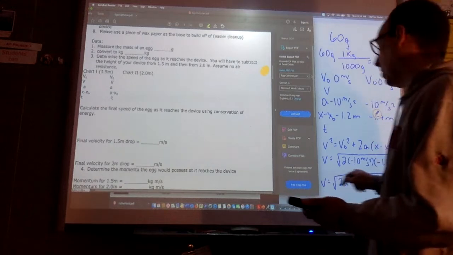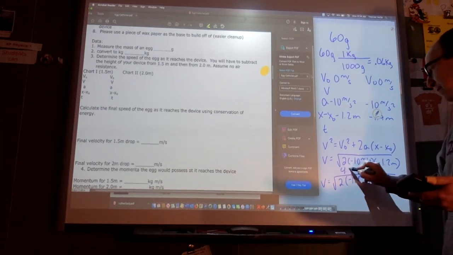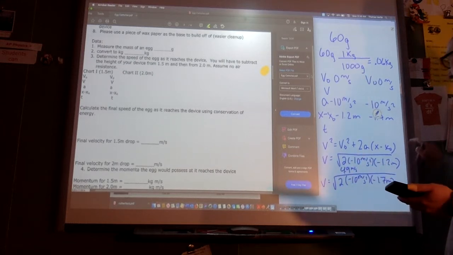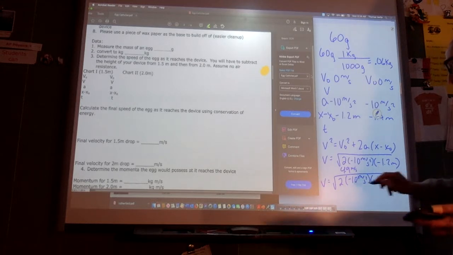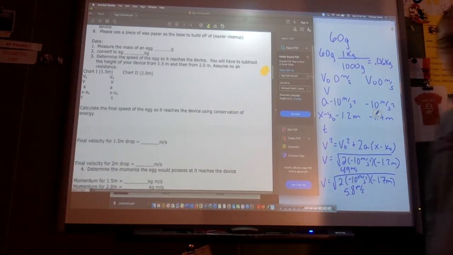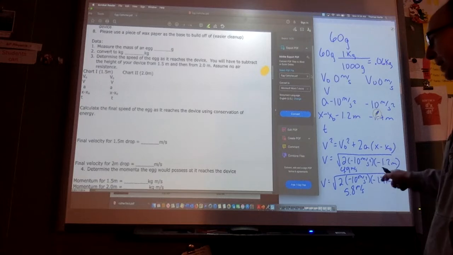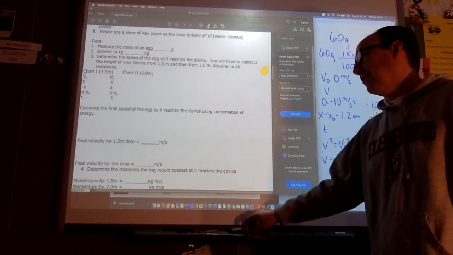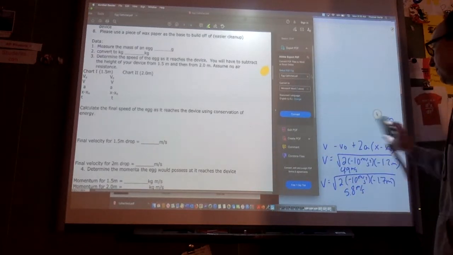So for my smaller one, the less fall, it's going to be about 4.9 meters per second. And for the bigger one, it's going to be 5.8. All right, and again, yours will vary a little bit because it's not necessarily what you have for those. All right, so I'm going to make some room for myself.